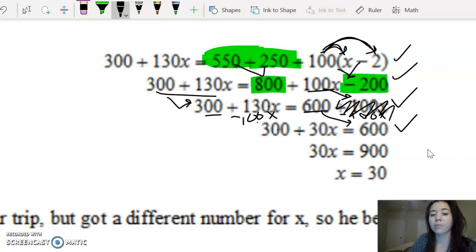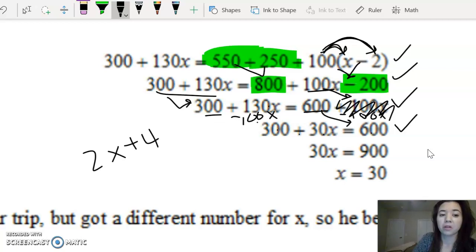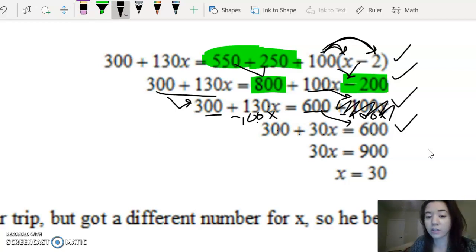Okay, on to the next step. Now we have 300 plus 30x equals 600. Okay, regular two-step equation. Okay, if we had 2x plus 4 equals 8, we would start by subtracting 4 on both sides. Remember, we always want to get rid of the thing being added or subtracted first, so we would move the 300. It's a positive 300, so we would subtract it on both sides.